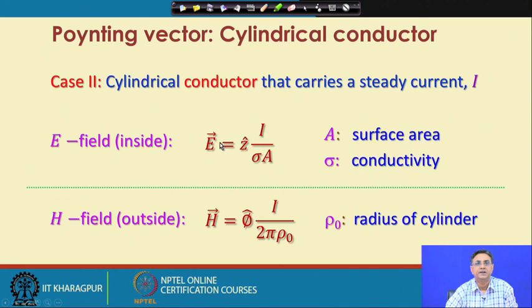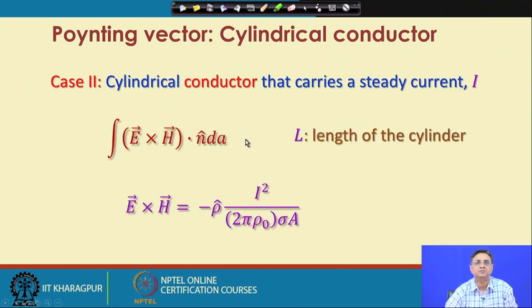If you take E cross H, that should represent a direction perpendicular to z and phi and in the outward direction. So, this will evidently be along the rho direction, the radius vector direction of the cylindrical coordinate system representing the cylindrical conductor. For the cylindrical conductor that carries a current I, we can write the Poynting vector in this way: E cross H dot n dA, where we consider a certain length L of the cylinder.